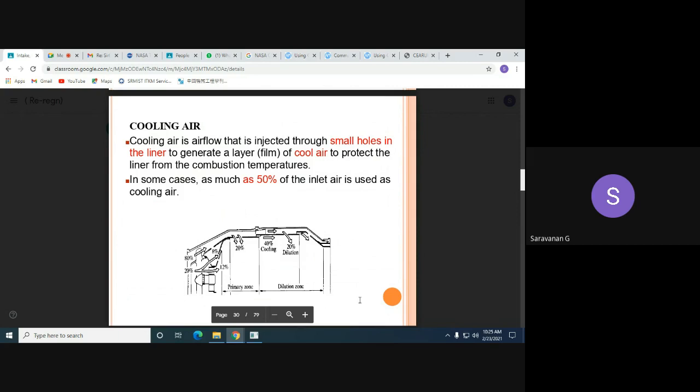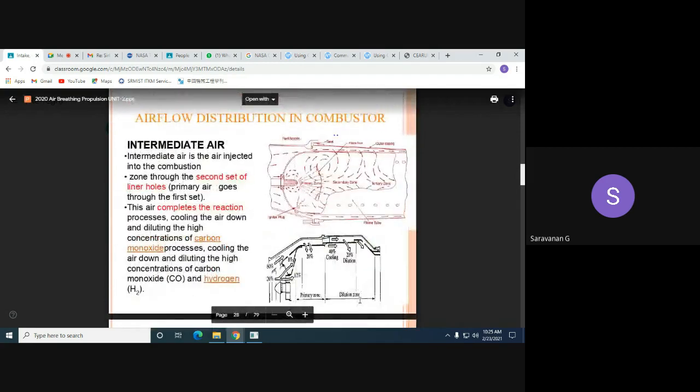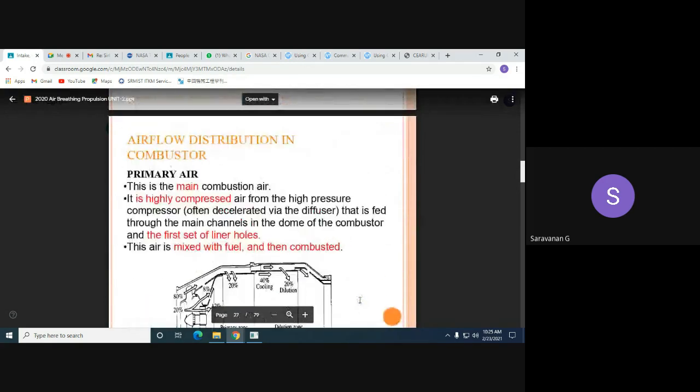So if you require more cooling, sometimes you are allowed to flow as much as 50% of the inlet air as cooling air to cool down the combustion chamber. So this is all about the chamber process and the cooling system, and how the process takes place in the combustion chamber.